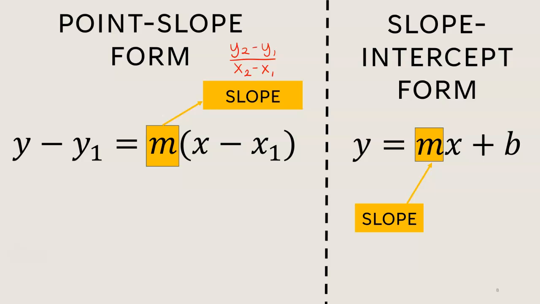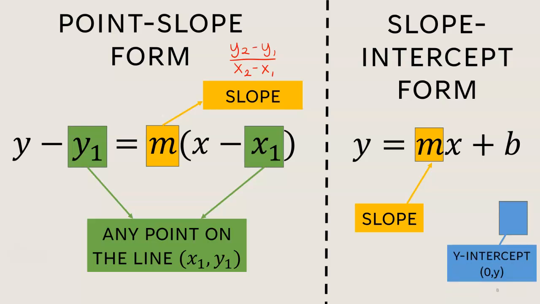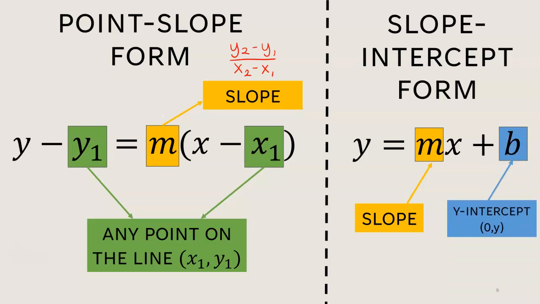Okay, then in point slope form, instead of having the y-intercept, we can use any point that is on the line. So it does not have to specifically be a point that is on the y-axis. It can be any point that is on the line. And that's super helpful because sometimes we don't know what the y-intercept is, or it's really hard to find out.